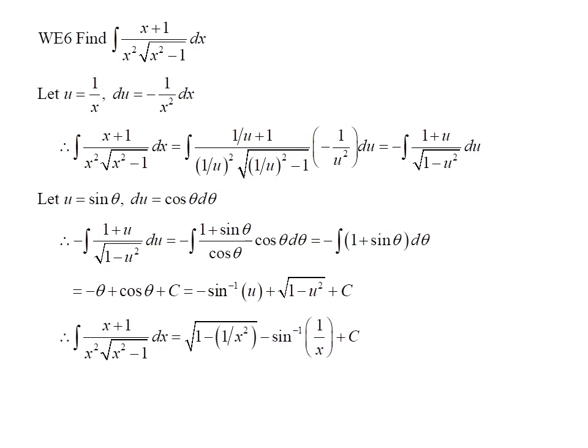Then, after being substituted back to the variable x, the entire antiderivative equals the square root of 1 minus 1 over x squared, minus arcsine of 1 over x, plus c, which is finally simplified to square root of x squared minus 1 all over x, minus arcsine of 1 over x, plus c.